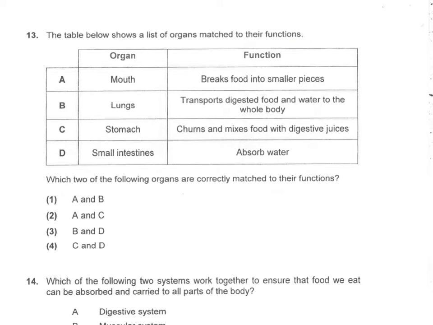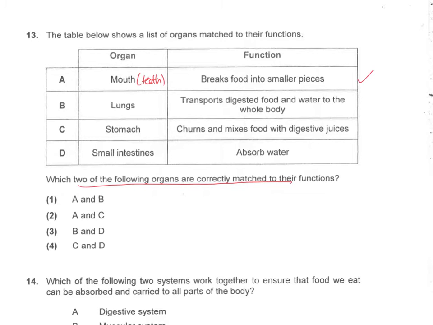Question 13. The table below shows a list of organs matched to their functions. So let's examine the table and see which 2 of the following organs are correctly matched to their functions. So mouth, we know that the mouth does break food down into smaller pieces. In fact, to be more specific, the part of the mouth is the teeth, right? That breaks it down. So this is true.